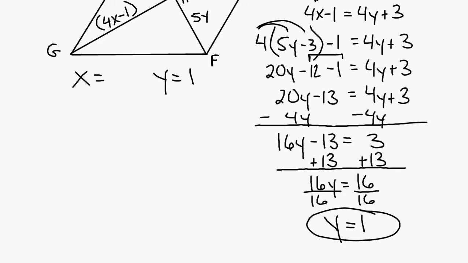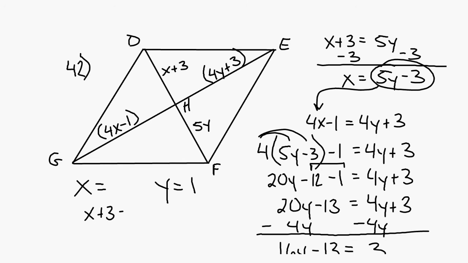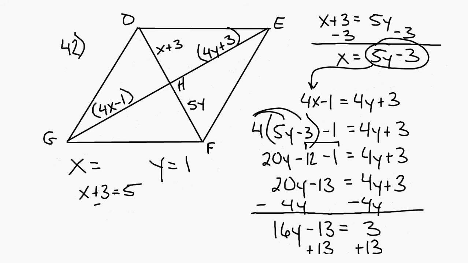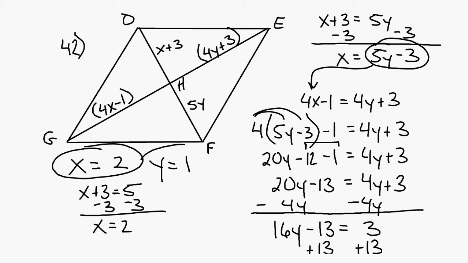So if y is equal to 1, you go back here to this original equation that you wrote, and you make x plus 3 equal to 5 times 1. So x plus 3 equals 5 times 1, which is 5, right? And subtract 3 from each side, and x equals 2. So there's your x for this problem, and there's your y.